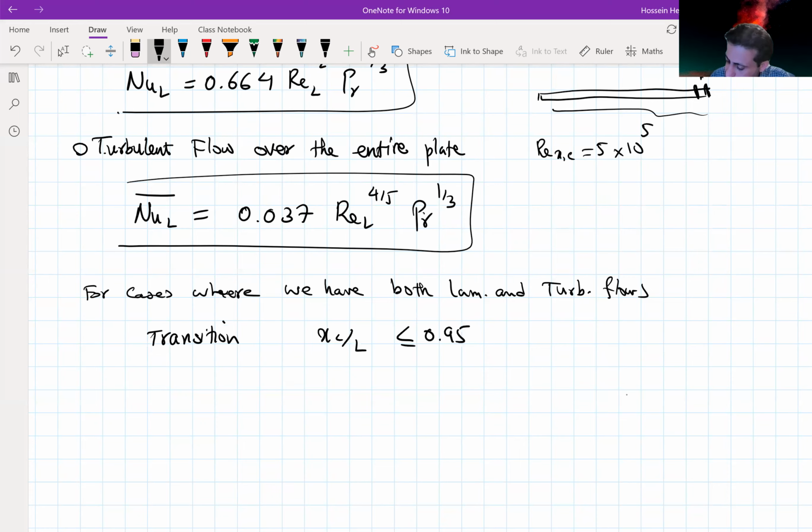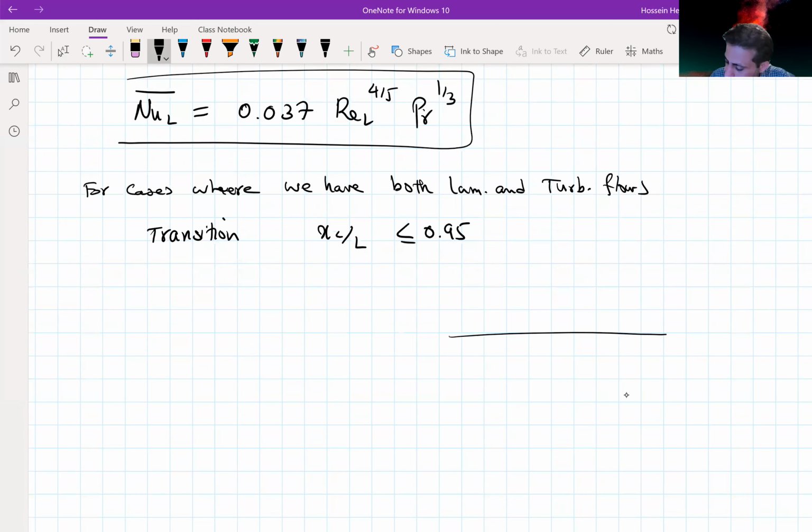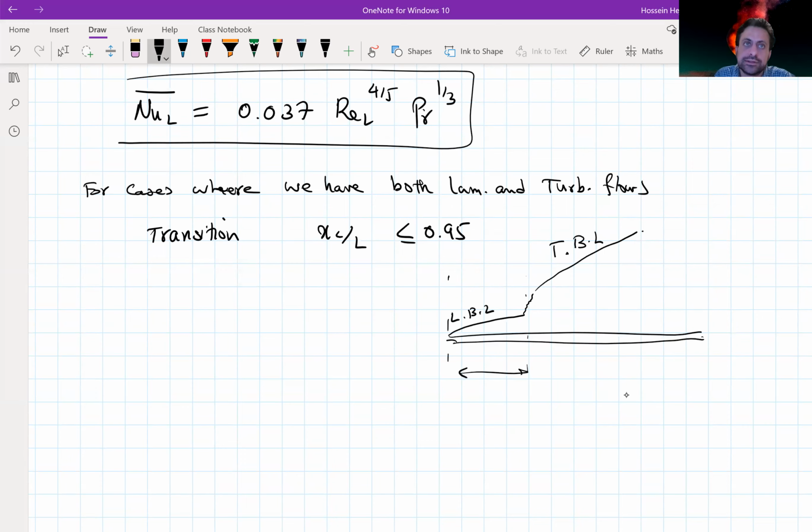So when we have this plate, what happens initially, we have a laminar, we have a transition, and then we have a turbulent flow. So this is laminar boundary layer, and this is turbulent boundary layer. Then for the first part, what we would consider is we would get h from the laminar. So we're gonna use hx of laminar. And for the other part, we are gonna use h of x of turbulent.